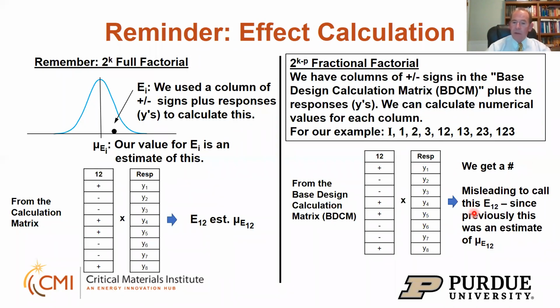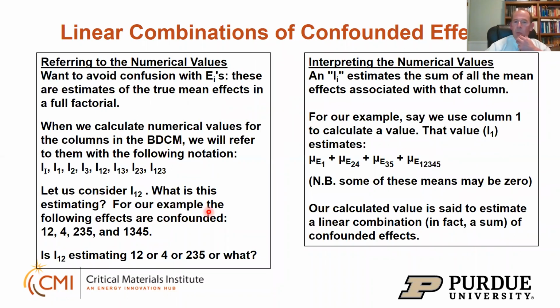But we don't want to call it E12, because previously, when we talked about full factorials, we know that there was this direct correspondence between the E's and the mu's. We don't have that now because we have this confounding among the effects. So we're going to need some other way to refer to it. We're going to call these calculated E's L's. L stands for linear combinations of confounded effects. So I'm going to have an L associated with each column in that base design calculation matrix. Let's say that I calculate a number associated with column 1, 2. I'm going to refer to that number as L12.